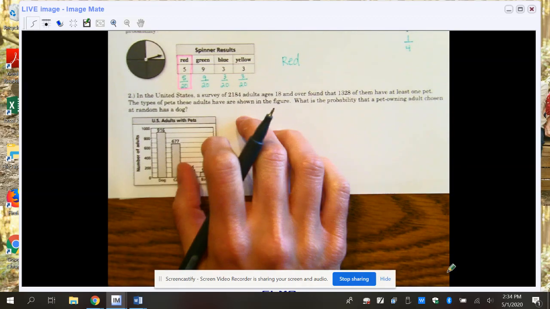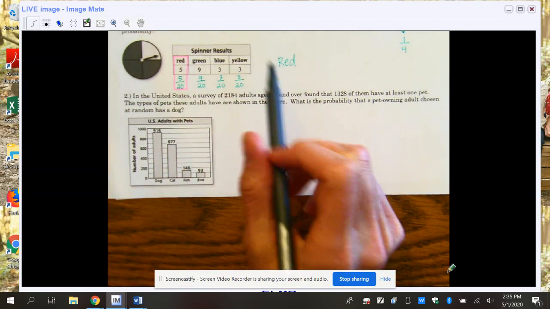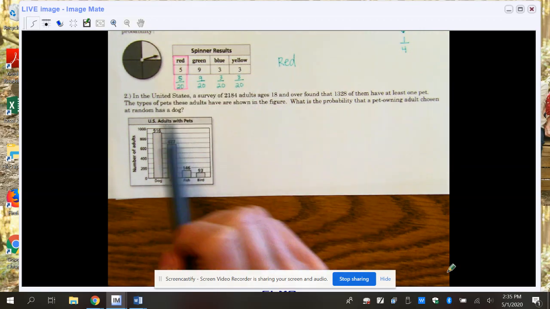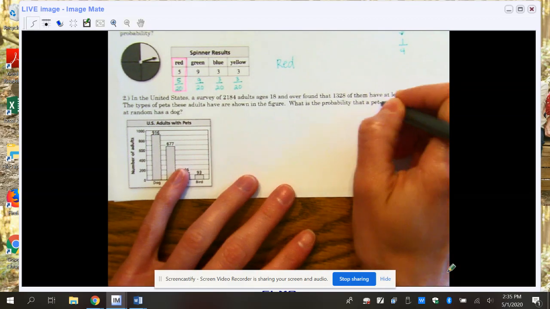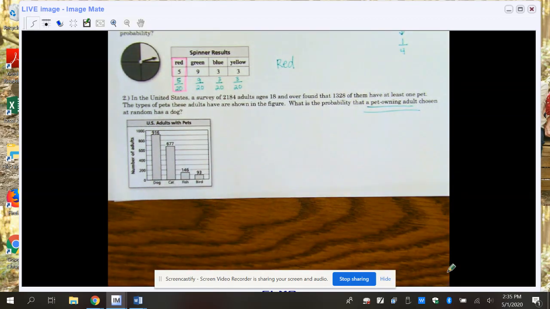Okay, all right, so now we're going to look at this just in a different context. So we looked kind of at a table, now we'll look at a graph. So in the United States, a survey of 2,184 adults ages 18 and over found that 1,328 of them have at least one pet. These types of adults, or the types of pets these adults have, are shown in the figure. What is the probability that a pet-owning adult chosen at random has a dog?